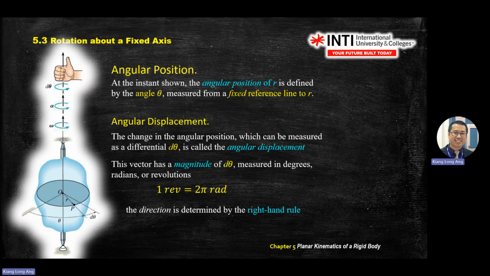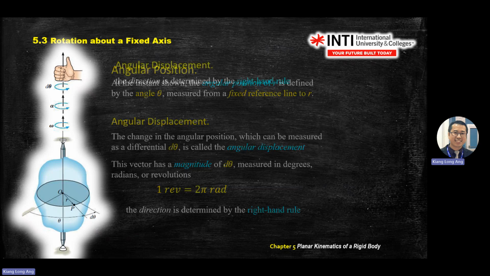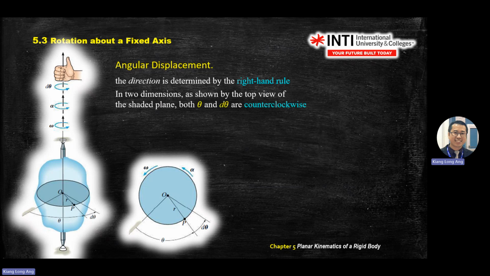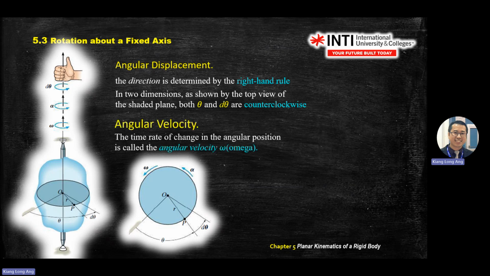And direction is determined by the right-hand rule. If your object is moving in the anti-clockwise direction, with the point moving following your fingers, your thumb is the direction or axis of rotation. So when you have displacement, we have velocity and we have acceleration.